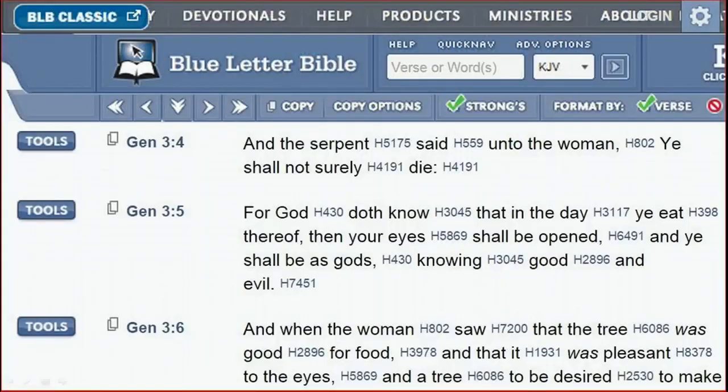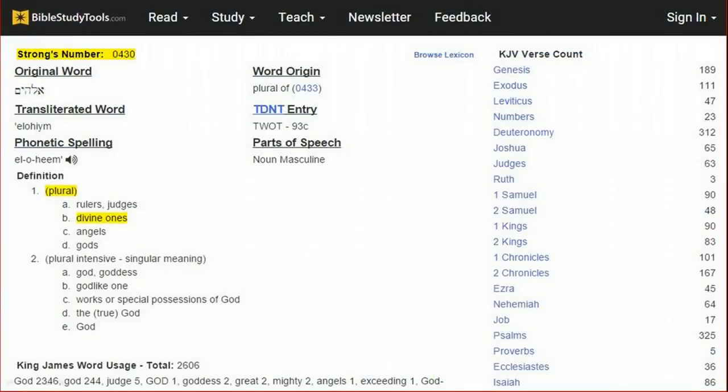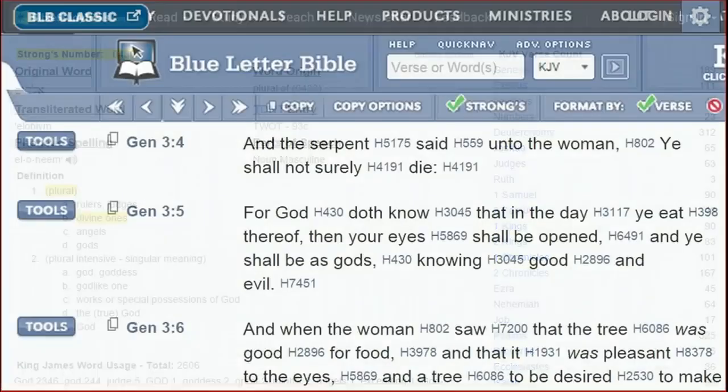And then in verses 4 and 5, the King James translation says, "And the serpent said unto the woman, You shall not surely die, for God doth know that in the day you eat thereof, then your eyes shall be opened, and you shall be as gods, knowing good and evil." So we know the word translated as serpent means image. The word translated as woman is Isha, that's the hybrid. And the word translated as God, number 430, is Elohim, that's the creators.